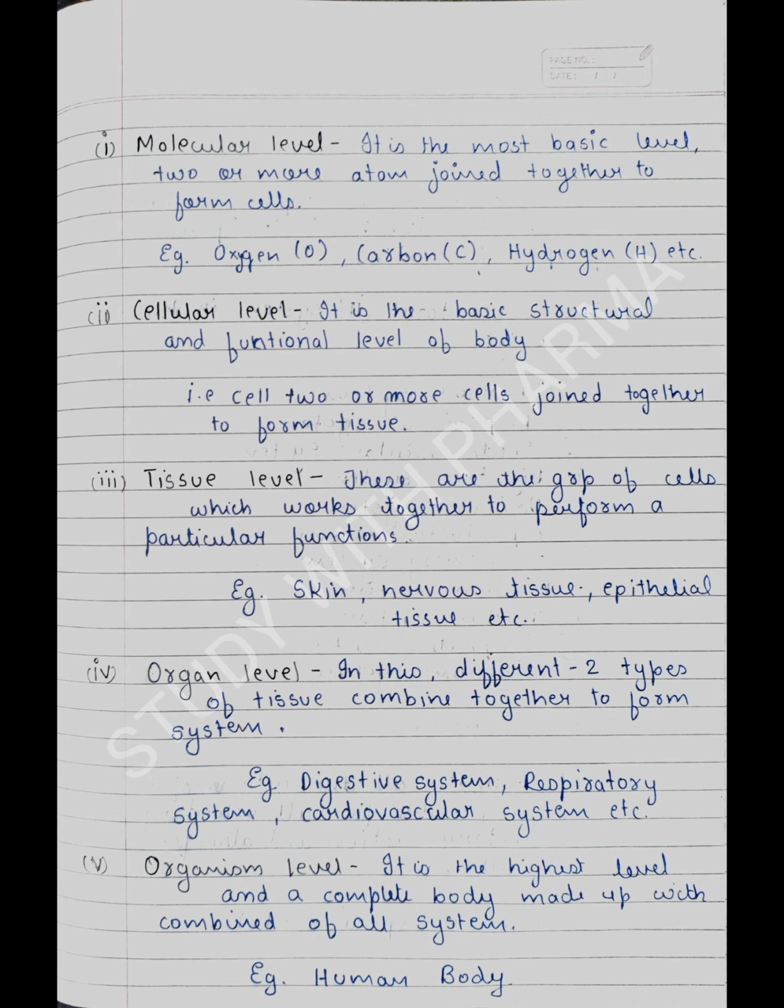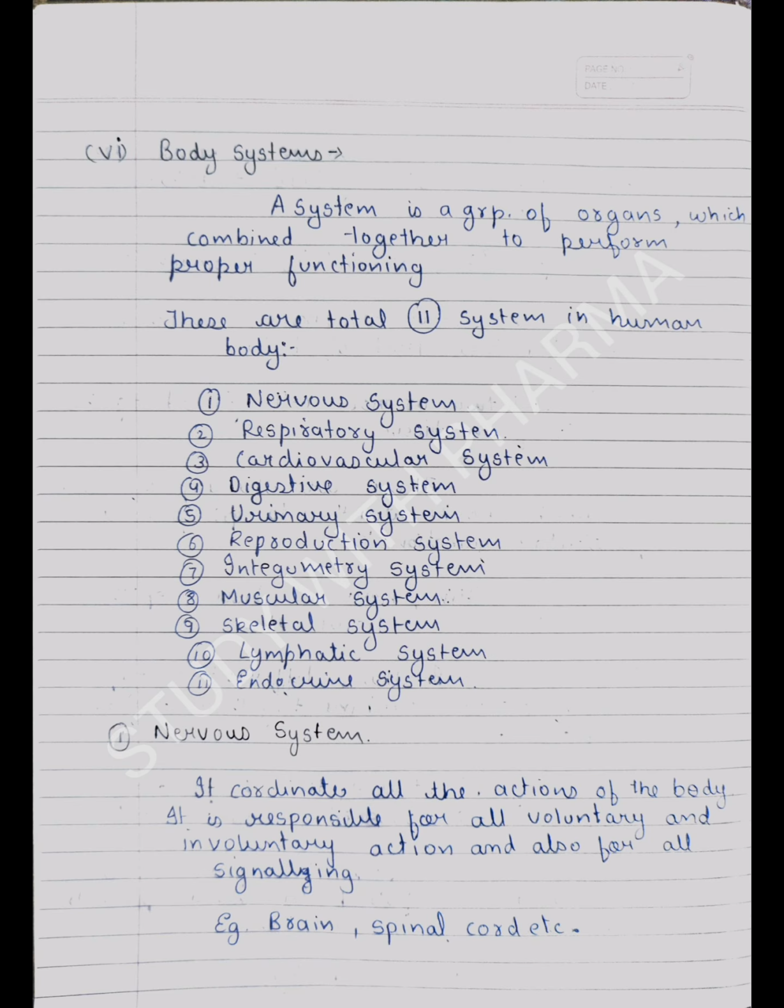And the last is organism level. It is the level in which all organ systems combine together to form a complete human body. Body systems. The human body consists of a total of 11 systems. First is nervous system. It is responsible for all voluntary and involuntary actions.